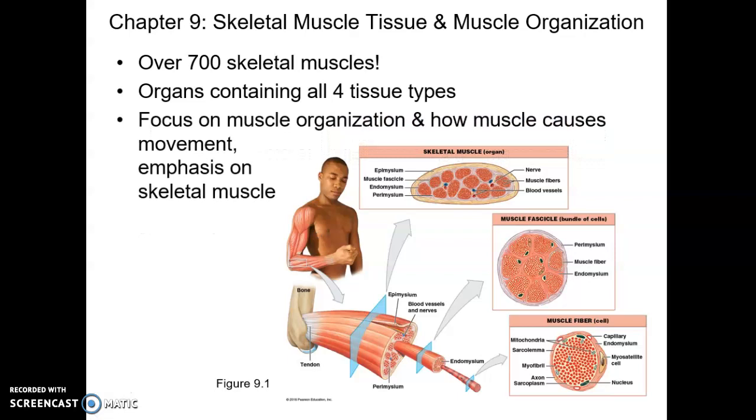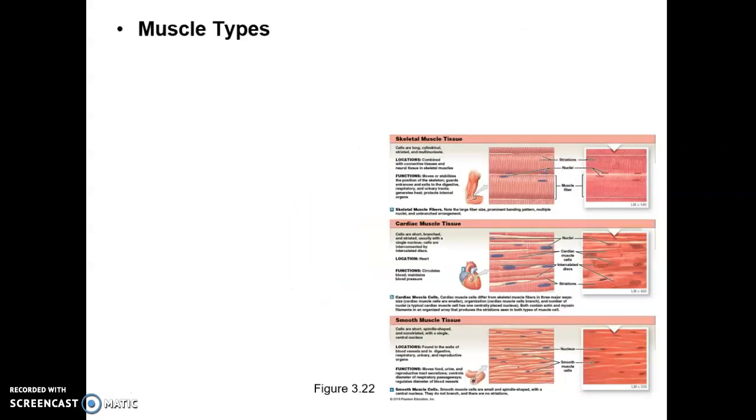In this chapter, we'll focus on how a muscle is physically organized and how muscles cause movement of the body. And we'll focus on skeletal muscle, not smooth muscle, in this chapter.